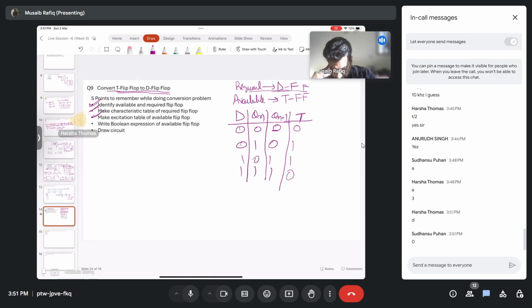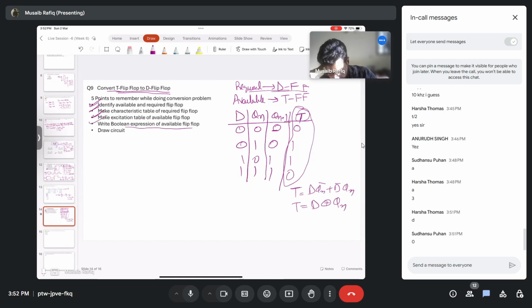Now I have to write the Boolean expression of the available flip-flop. The available one is T, and I have to write the Boolean expression in terms of D and Qn. Looking at this, T is simply equal to D Qn bar plus D bar Qn, and this is nothing but T is equal to D XOR Qn.